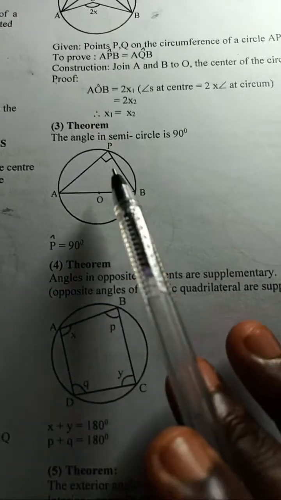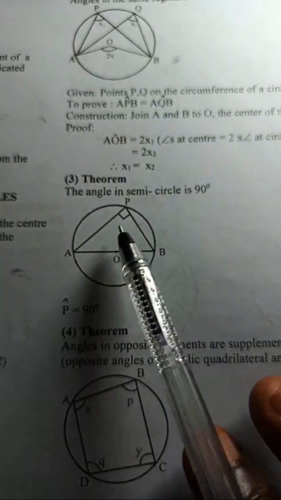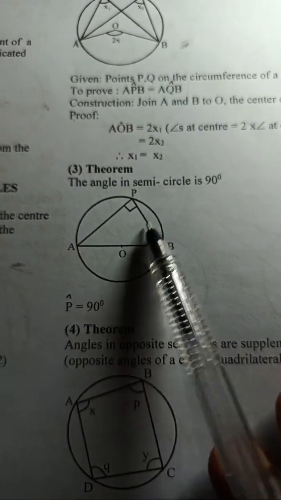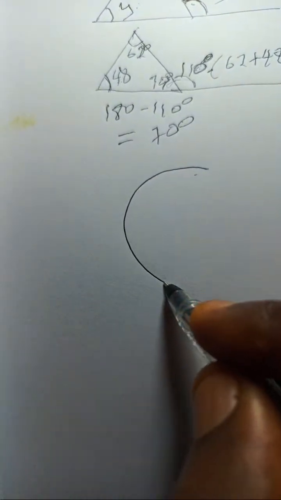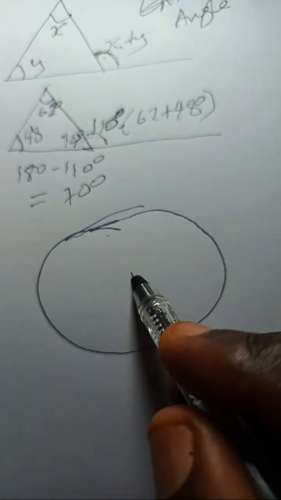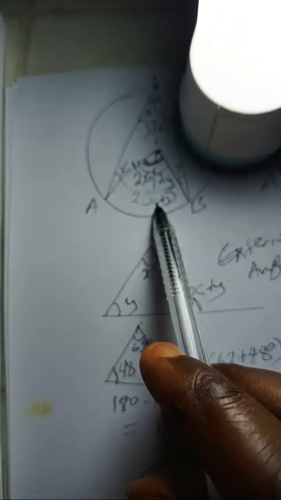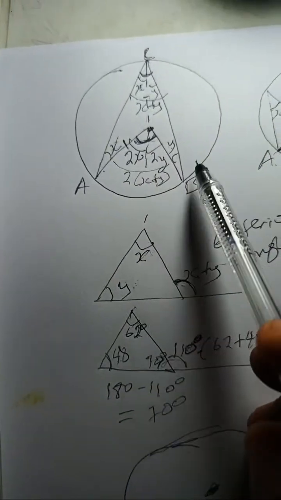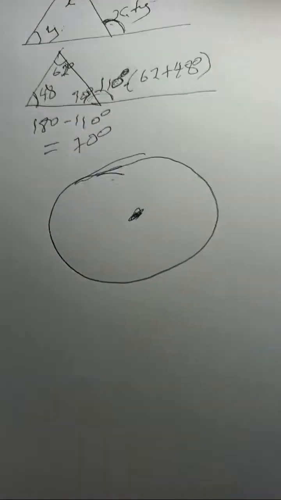So going to the third theorem now. The angle in a semicircle is 90. Any angle on the semicircle will give you 90. So let me buttress that and explain further. Now, looking at this, when you have an angle at a semicircle, if you remember, this is the center. I just told you that the angle that subtends at the center is twice those ones that subtend at the circumference. So that's what we are doing here also.